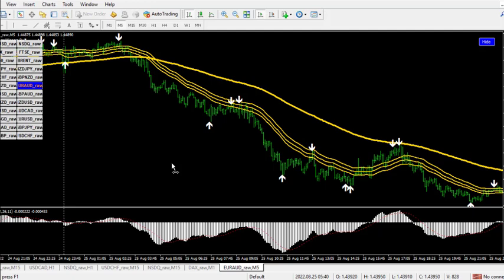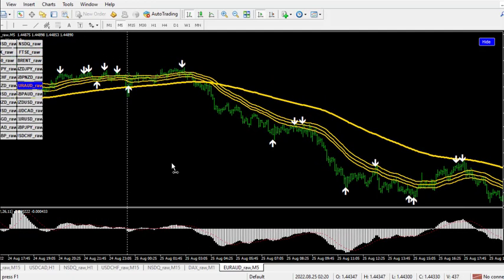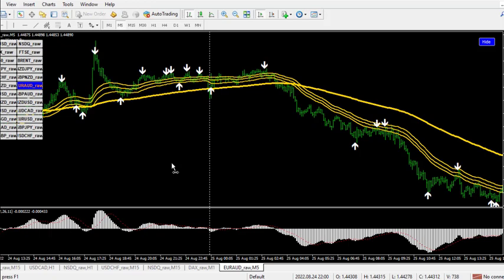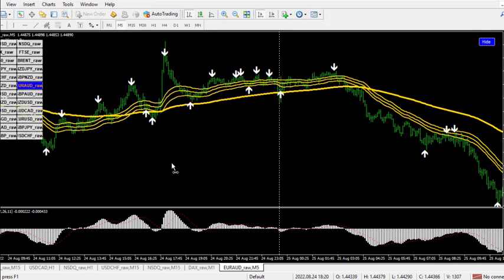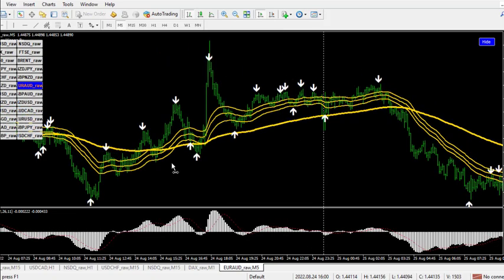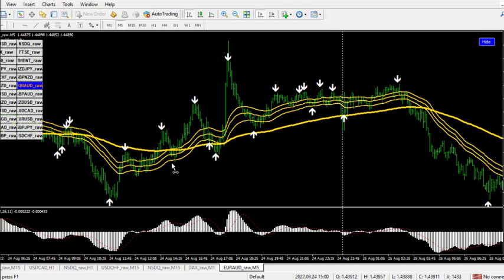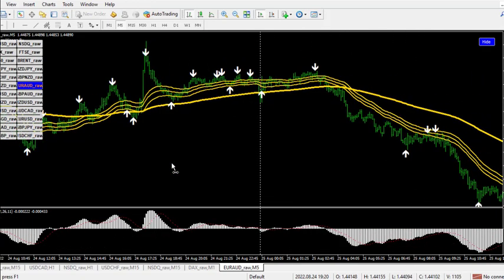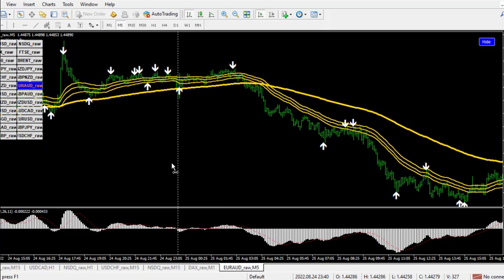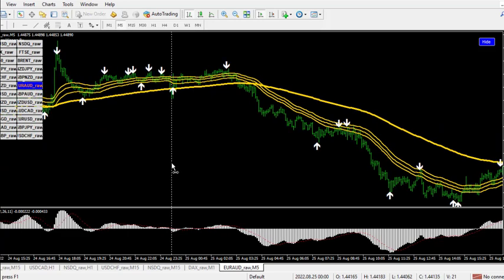This is just a simple strategy, and your strategies do not need to be complicated or complex for it to be profitable. I will show you the settings for these indicators. This is just moving averages combined together with MACD. Now let me show you how to trade this particular strategy.